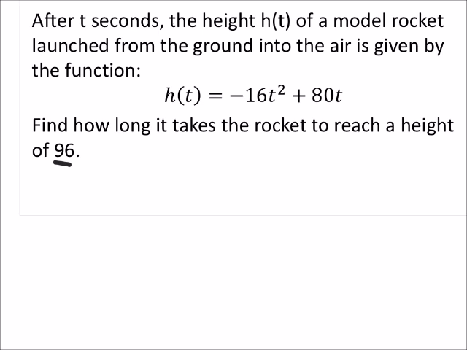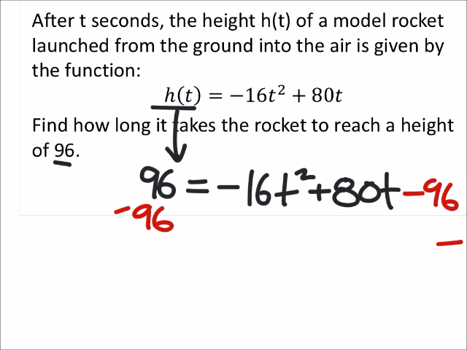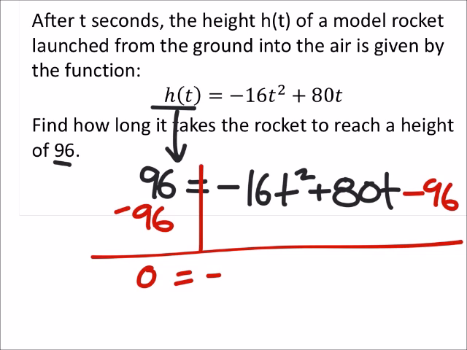So 96 is the height, right? Well, h of t is the height. So I'm going to replace h of t, which is the height, with 96. And this equals the same function, plus 80t. But again, I want everything on one side of the equal sign so that we have, in this case, a trinomial that equals 0. So subtract 96 from both sides. And I get 0 equals negative 16t squared plus 80t minus 96.